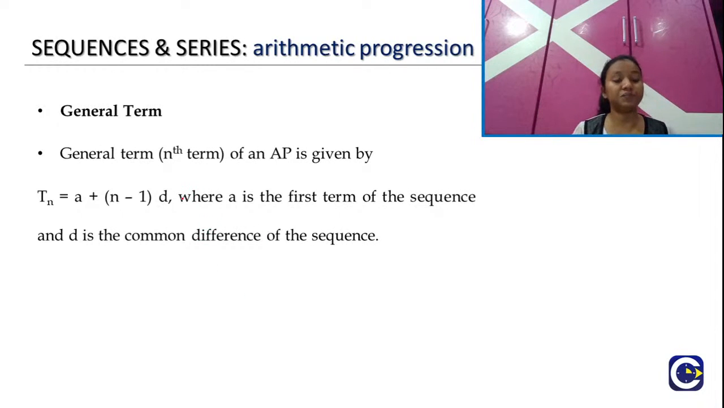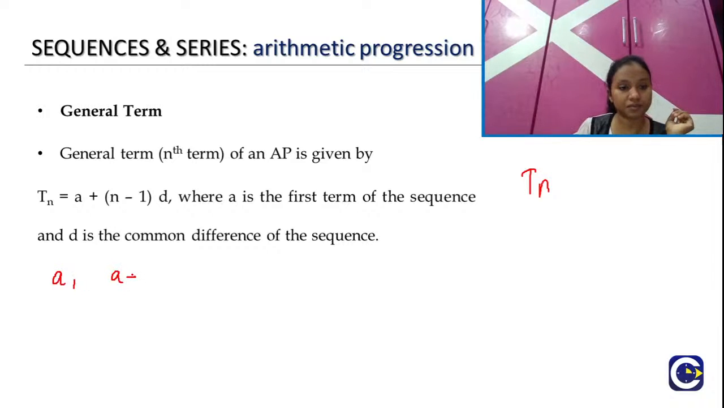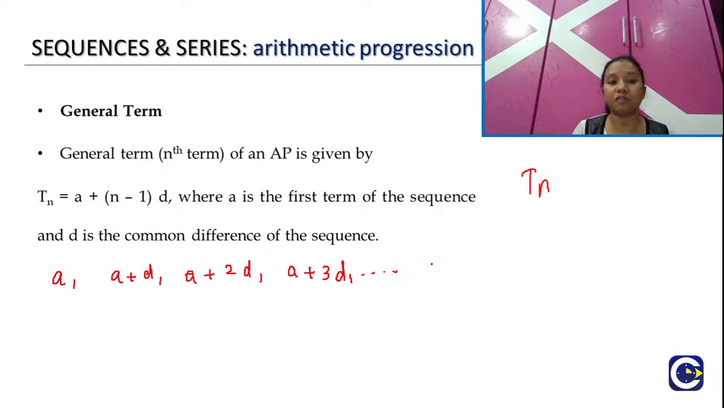So let's figure out the general term for the arithmetic progression here. We know the general term will be denoted by Tn. So what are the terms here? A, A plus D, A plus 2D, A plus 3D, and so on. Now we have to predict our nth term, which is the general term. So Tn will be, so here T1 will be A, T2 will be A plus D, T3 will be A plus 2D.